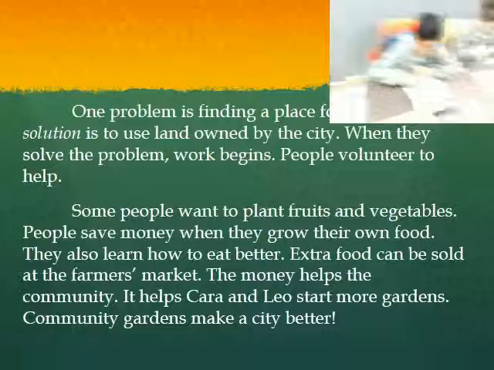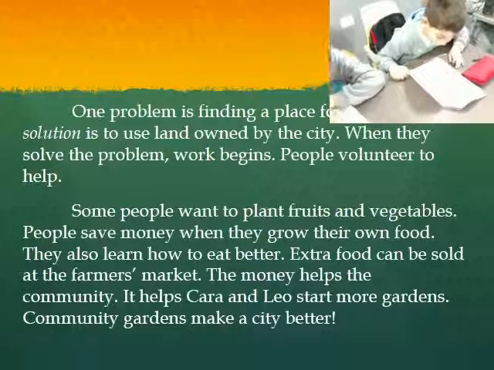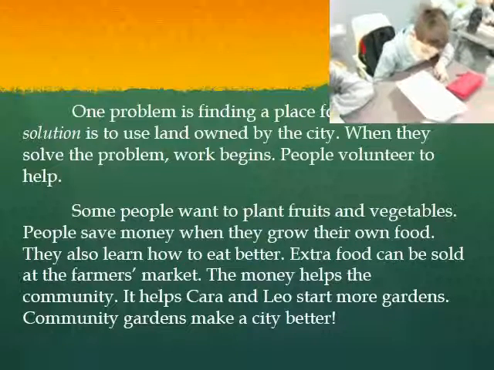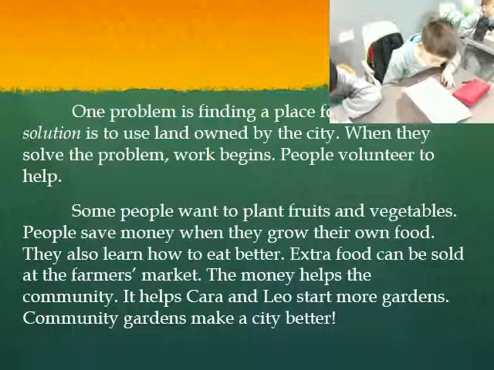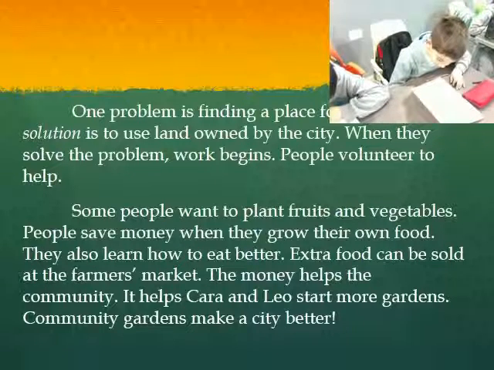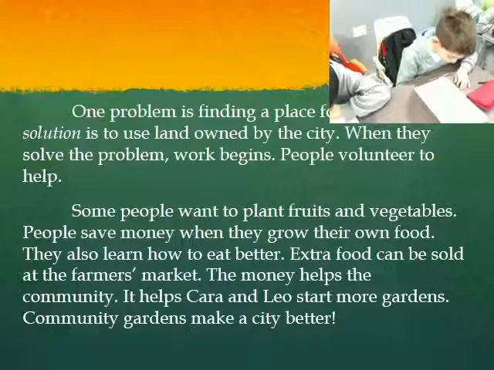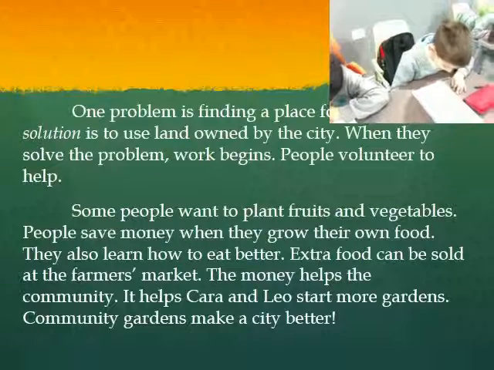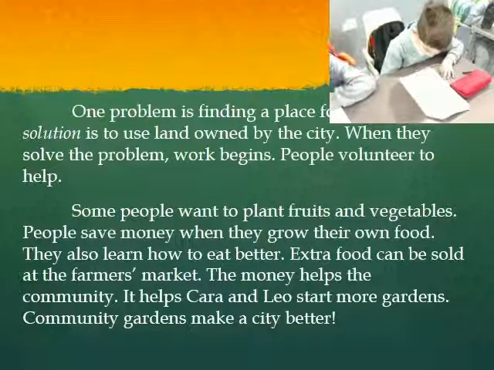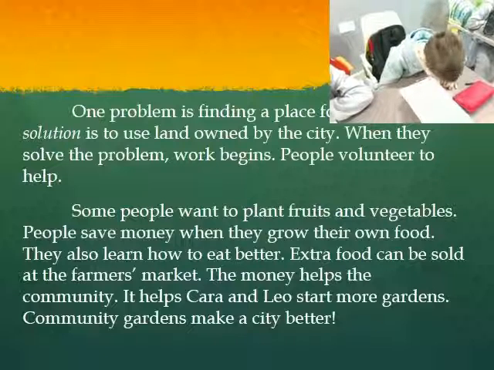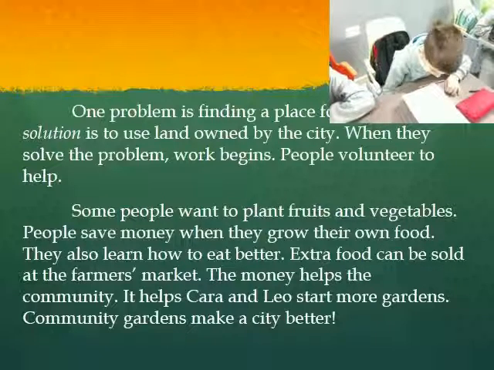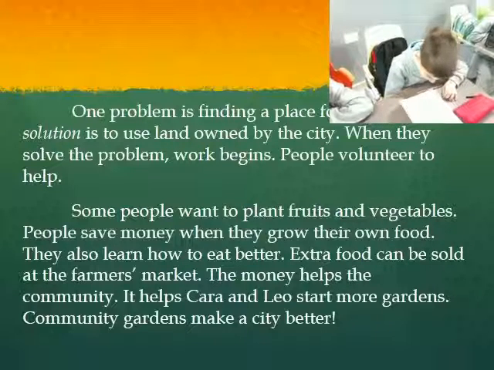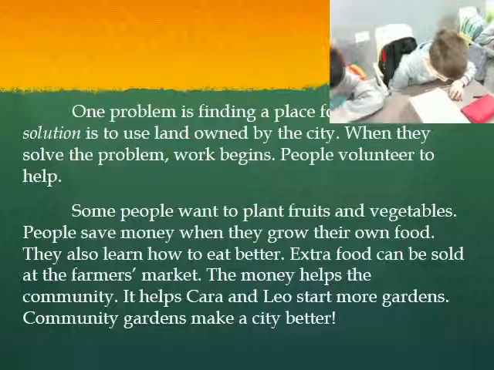Okay, continue, Adam. Some people want to plant fruits and vegetables. People save money when they grow their own food. They also learn how to eat better. Extra food can be sold at the farmers market. The money helps the Community. It helps Kara and Leo start more gardens. Community gardens make a city better.